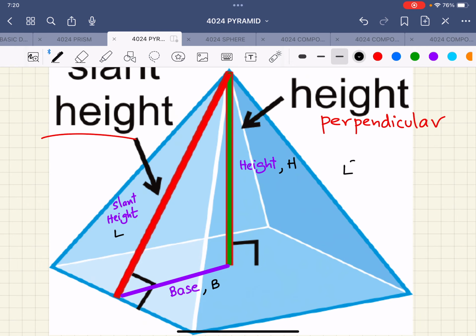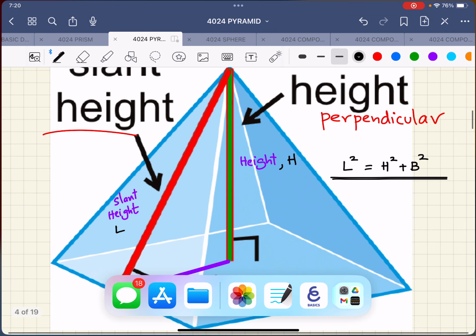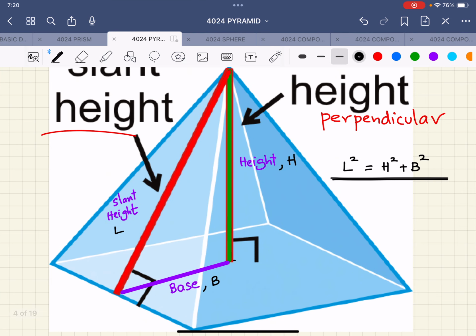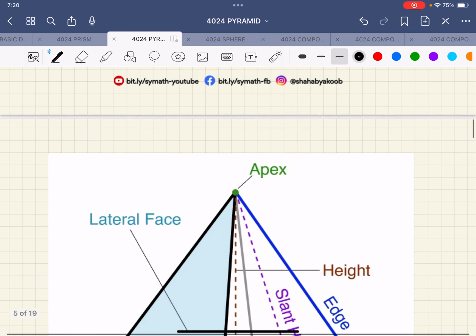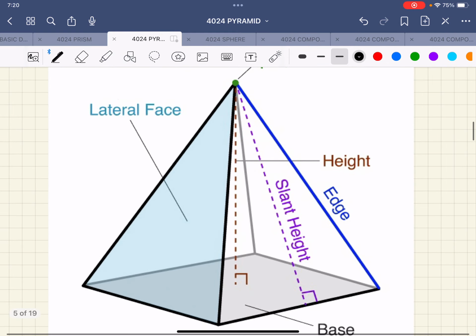Therefore, L squared is equal to H squared plus B squared. That is one of the applications that I'll be using later. And remember, this is a right angle triangle over here. So therefore, this is also a right angle triangle. Now let's look at this diagram.